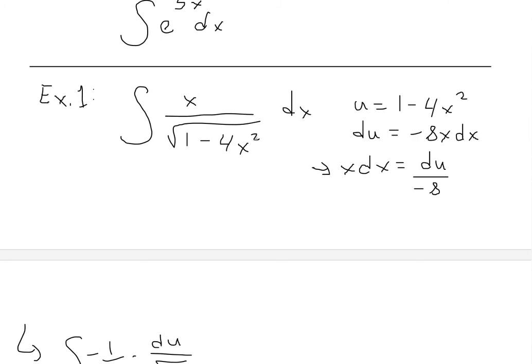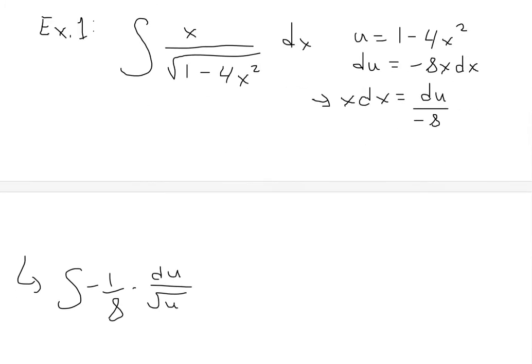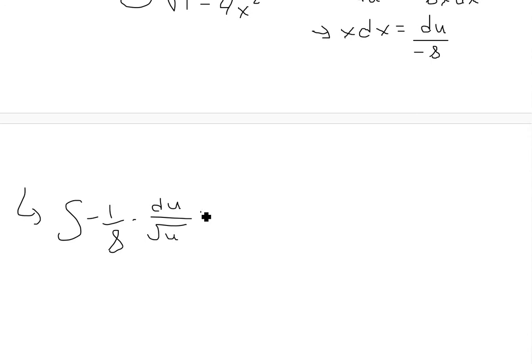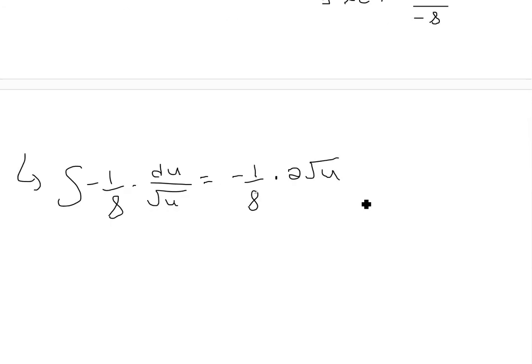As you can see, we plug in x dx, which is this part, and this u inside here. Then we solve the antiderivative of 1 over square root of u. This negative 1 over 8 is just a constant, so put that out front, and the antiderivative is 2 times the square root of u. You can see more about antiderivatives in the video link below, and also plus c.